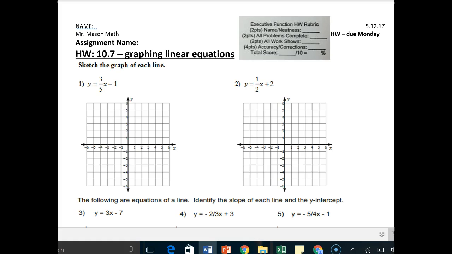Right? So number one, the first thing you're going to want to do is find out what the y-intercept is. Then you're going to want to label the slope and tell me how you move. The y-intercept here is 0, -1. It's pretty easy, so start down here at 0, -1. The slope here is 3/5 or -3/5, right? So you move up 3, right 5, or down -3, left -5.